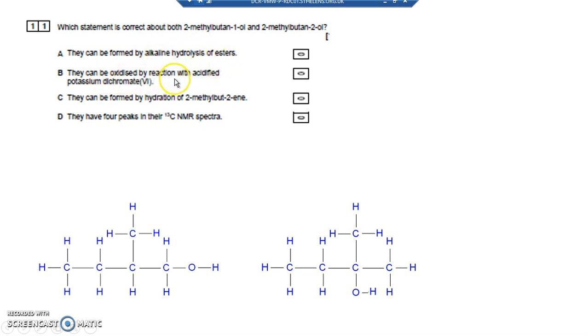They can both be oxidized by a reaction with potassium dichromate. Well, that would form a ketone there. Well, it can't do that, so you can't oxidize a tertiary alcohol, because if that carbon formed a ketone, that carbon would have 5 bonds.